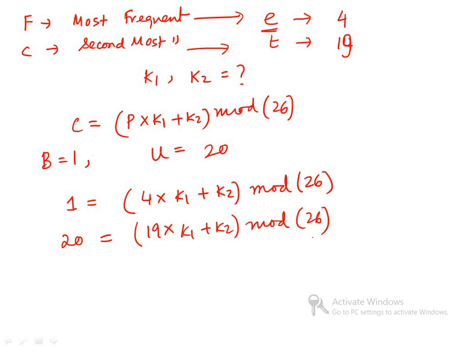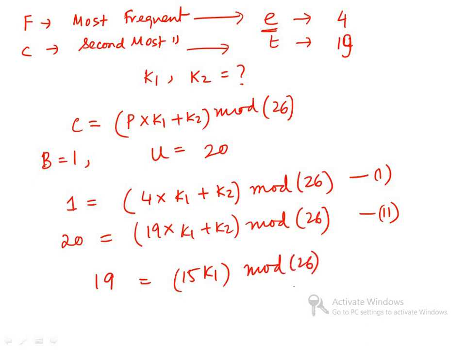Now the logic is simply we have to do the modular subtraction, which is very similar to normal algebraic subtraction, and we can solve these two equations and get K1 and K2. So simply you can substitute. If I consider this as equation number 1 and this as equation number 2, then if you subtract 1 from 2, we get an equation 19 equals 15K1 mod 26. Now the logic is simple, that we have to consider any arbitrary value of K1 such that the remainder matches 19.